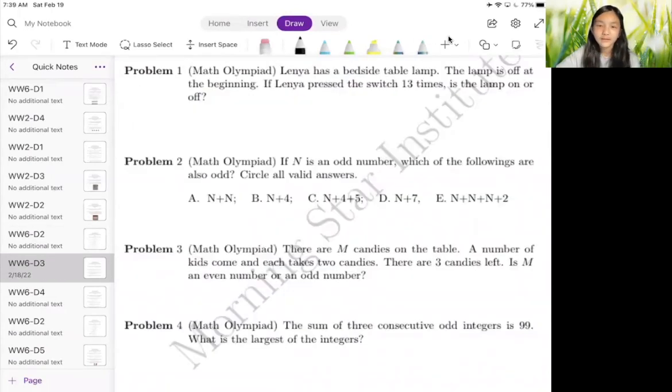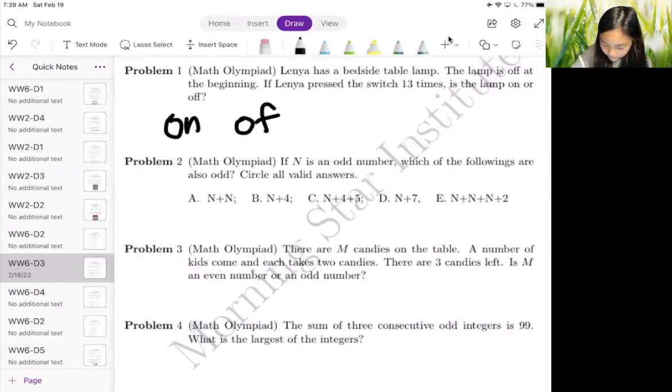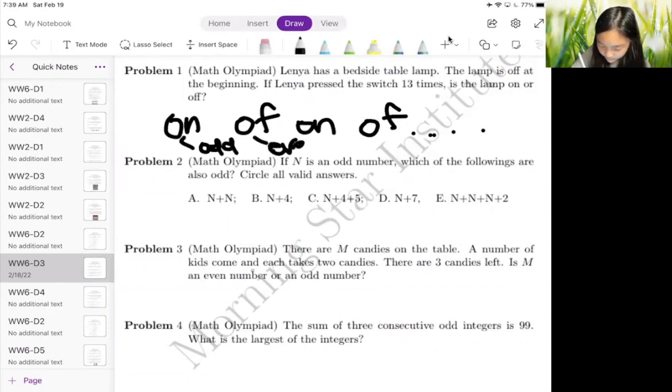Day 3, problem 1. Lenya has a bedside table lamp. The lamp is off at the beginning. If Lenya presses the switch 13 times, is the lamp on or off? It is off at the beginning, so the pattern should be on, off, and then so on. And so on is basically the odd number, and off is the even. And since 13 is odd, then it should be on.